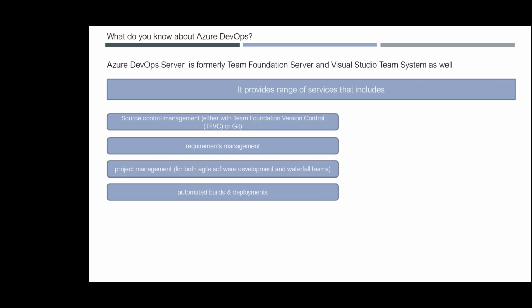And then automated builds and deployments. The developers develop some code, the database developers develop some scripts, and they have to be built, and then they have to be deployed to some servers. In your day-to-day life, if you're not following automation, you do it manually.